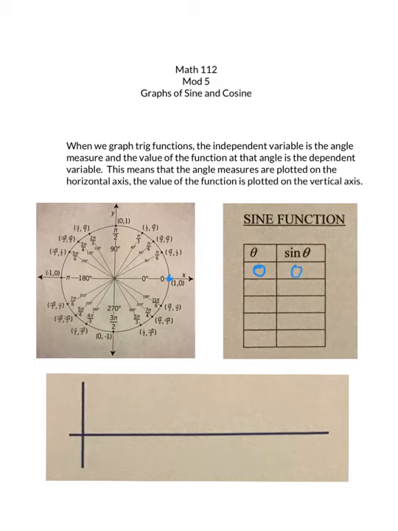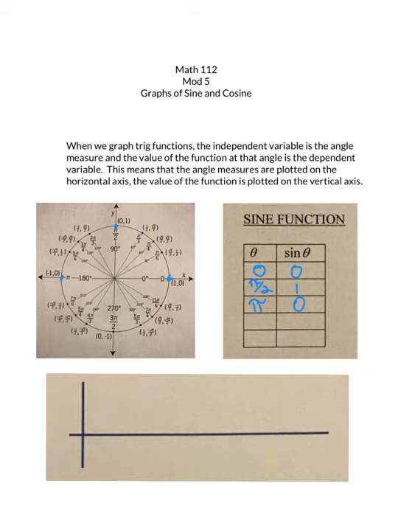Now we're going to go up to pi over 2. So our angle that we are talking about is pi over 2. What's the sine of that angle? What's the y value? It is 1. Come over to pi. That's our next angle that we're going to look at. And we look for the y value at that angle measure, and it is 0.